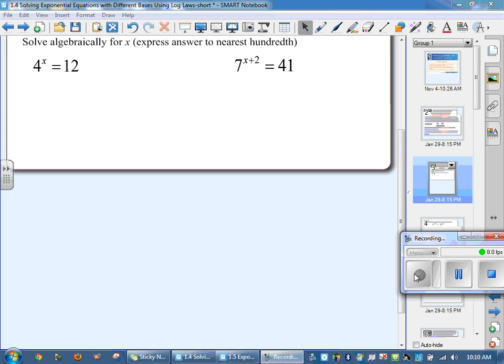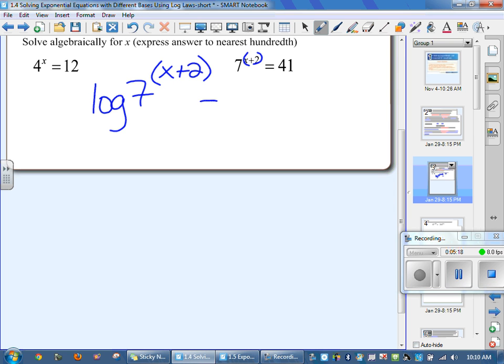Okay, let's take a look at 7^(x+2) = 41. The first thing I have to do is, there's more than one thing in my exponent, so I need to put it in brackets. So now I'm going to write the word log in front of both. So I've got log of 7 exponent (x+2) equals log of 41.